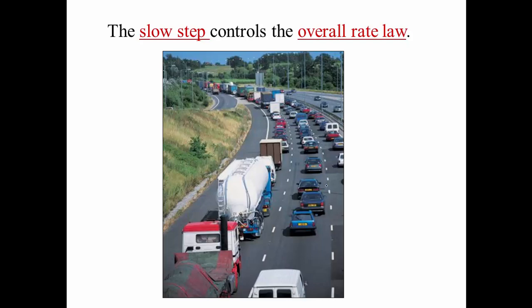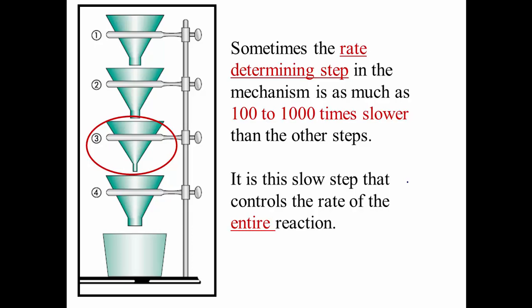So it doesn't matter where you are in this traffic scenario, you're not going to go any faster than whoever is up here holding that traffic up. So that slow step controls the overall rate and the overall rate law. Sometimes that rate determining step can be as much as 1,000 times slower than the other steps. So in this funnel analogy, this funnel with the smaller opening is our rate determining step. It doesn't matter how quickly you fill these, this will slow down and control your final reaction.